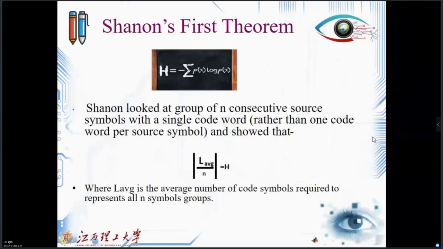Then with them, we can have Shannon's first theorem, which is based on the formula that I mentioned at the top. Shannon looked at a group of n consecutive source symbols with a single code word rather than one code word per source symbol, and showed that H is equal to the absolute value of L average divided by n, where L average is the average number of code symbols required to represent all n symbol groups.